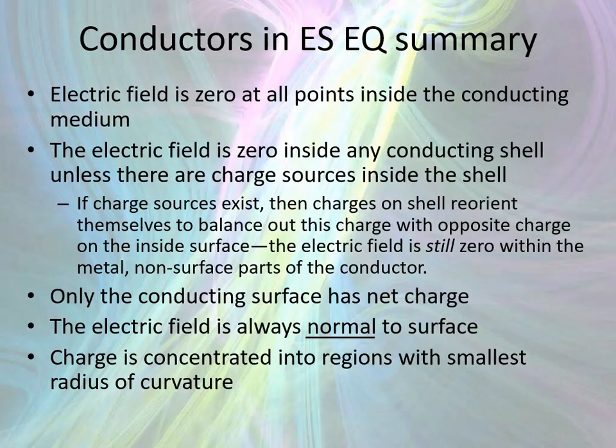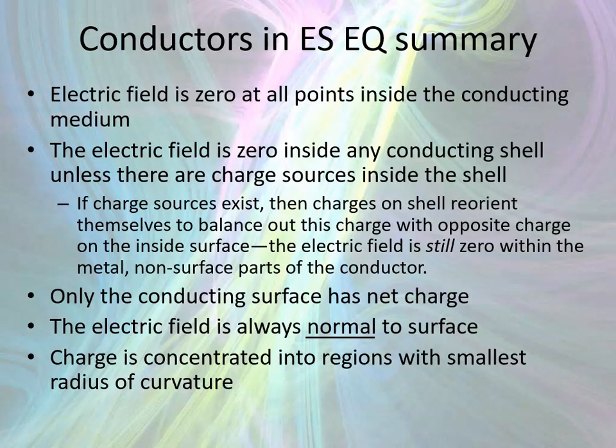So, summary of conductors and electrostatic equilibrium. The electric field is zero at all points inside the conducting medium. That is, any part that's metal, the electric field there is zero. And the electric field is zero inside any conducting shell, say a hollow conductor. Inside the hollow area, where you might have, say, a person trying to get shielded from getting zapped, you're going to have zero electric field unless that person has brought in extra charge. And if there's extra charge, then the electric field would just be calculated based only on that extra charge.